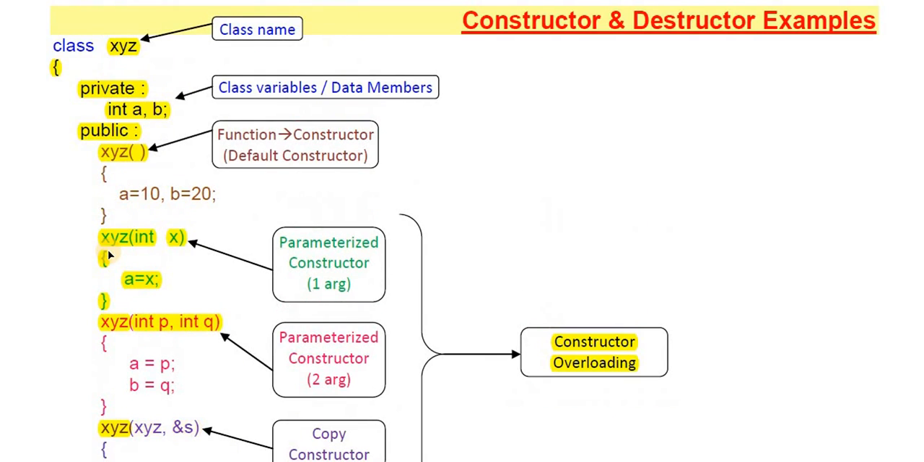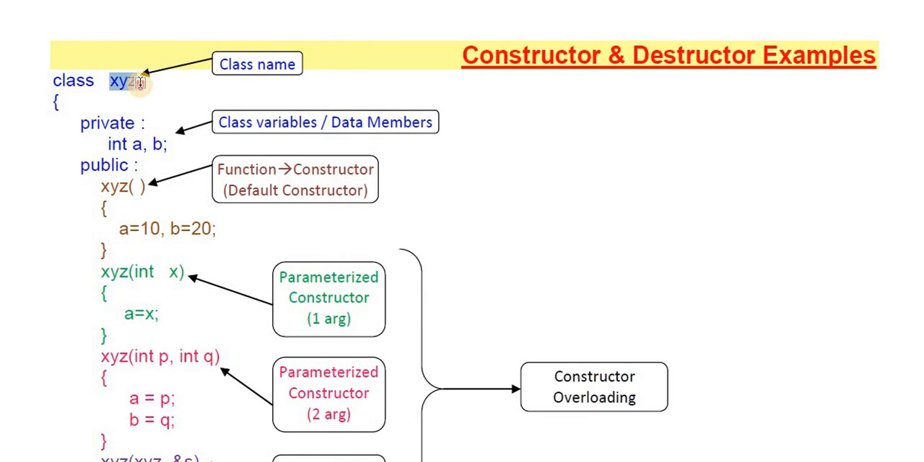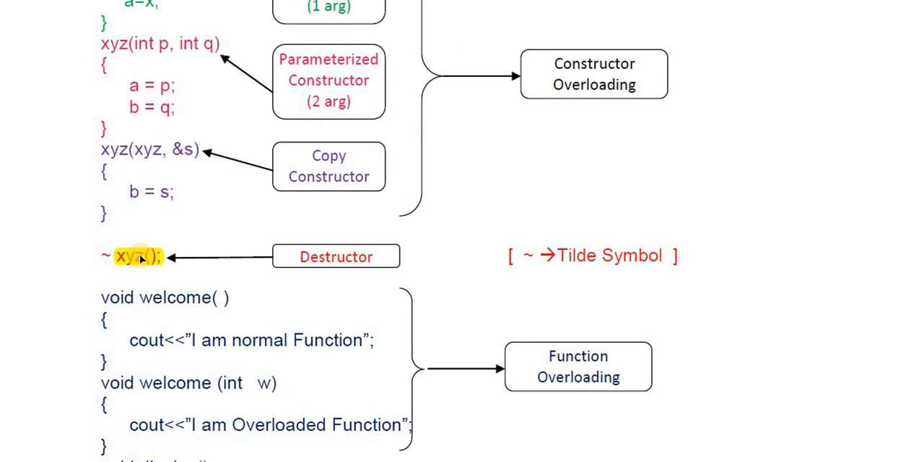So here, XYZ is a function and the class name is also XYZ. So the function name is XYZ and the class name is XYZ, but this function name is starting with a tilde symbol. So this is the tilde symbol. So when we use a tilde symbol with a function name which is same as the class name, then that is called a destructor.